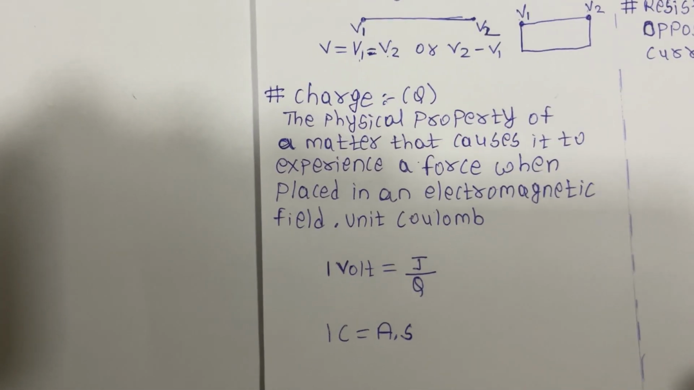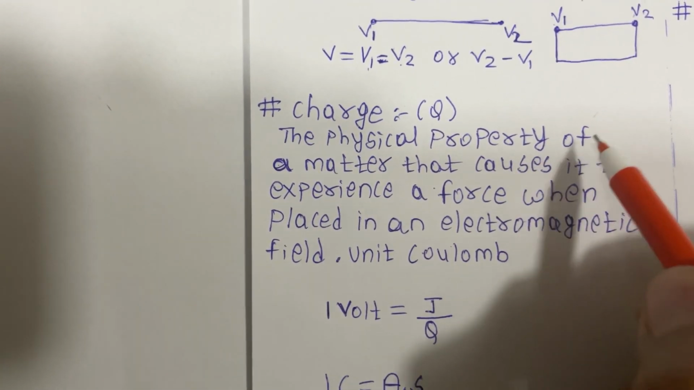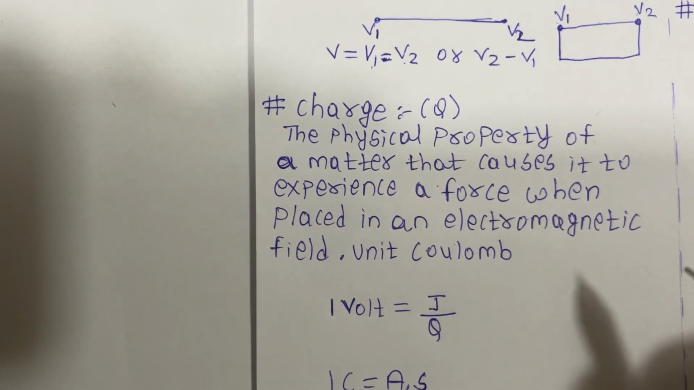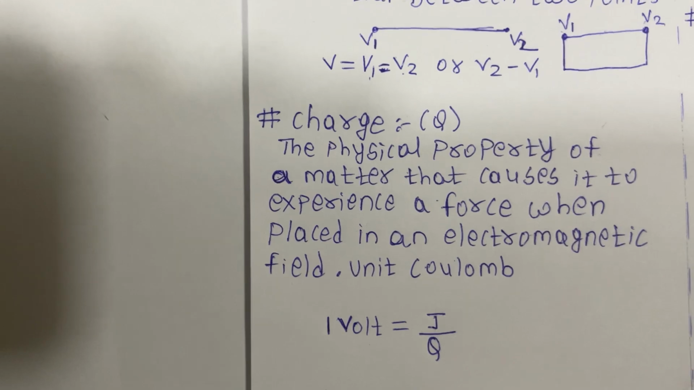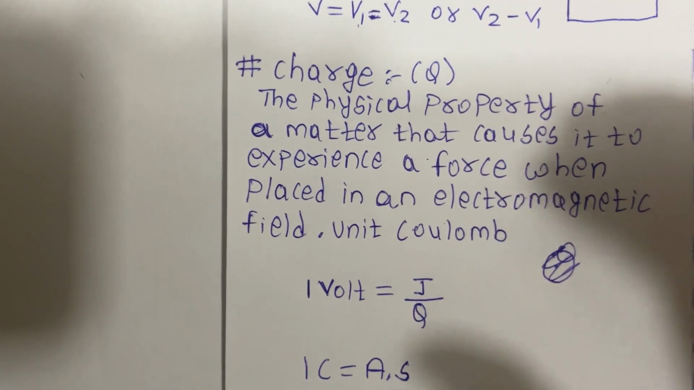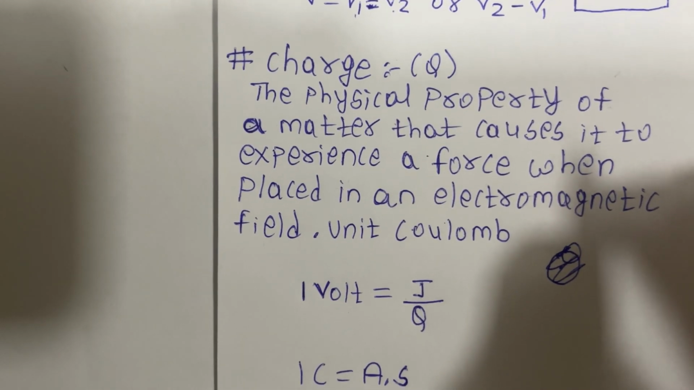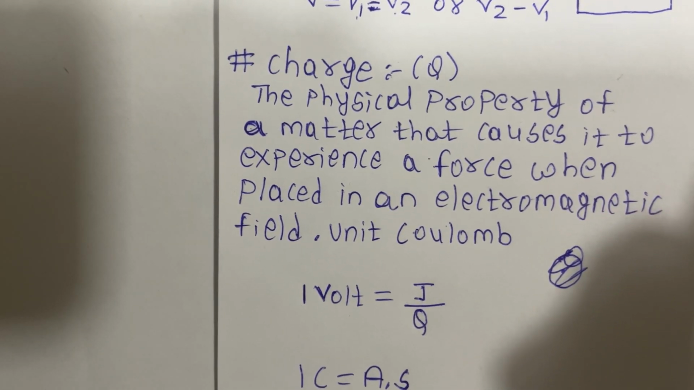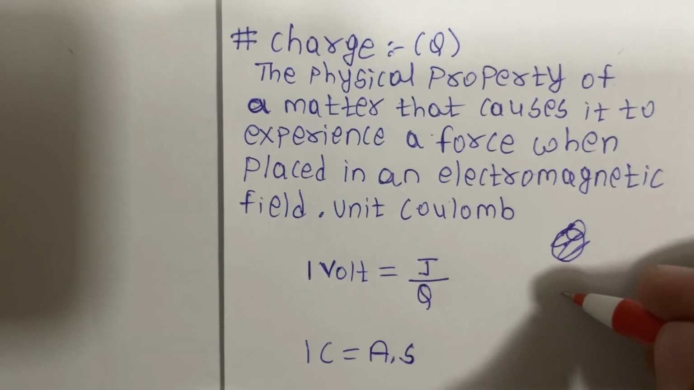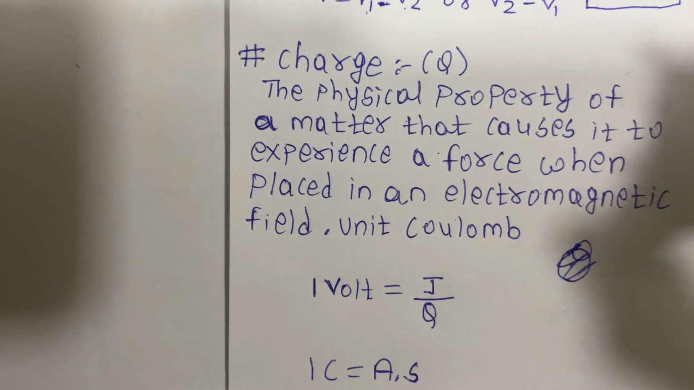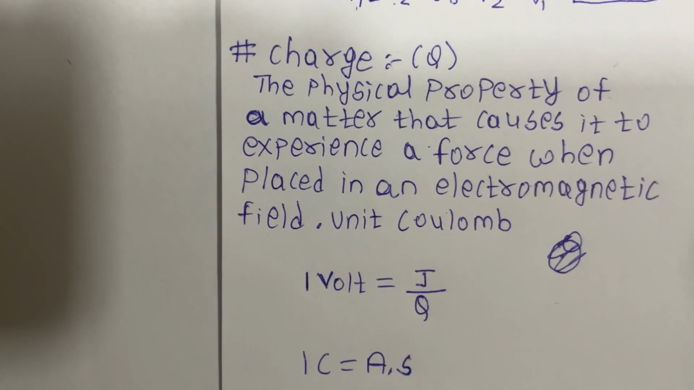So the next concept is charge. What is charge? The physical property of matter that causes it to experience a force when placed in an electromagnetic field is called charge. Charge consists of a positive and a negative element: positive charge and negative charge, like the negative electron. When it is placed in a field, it experiences a pull force. It is called charge.